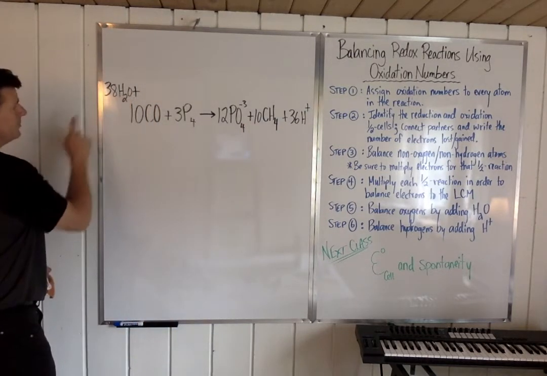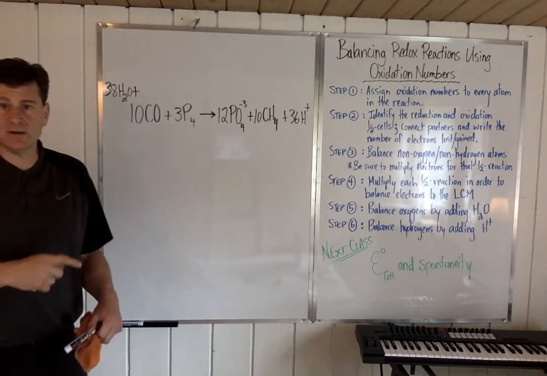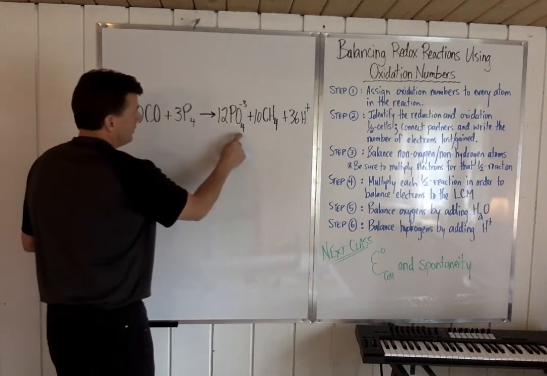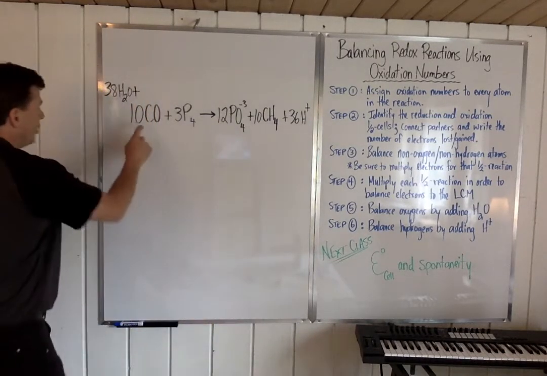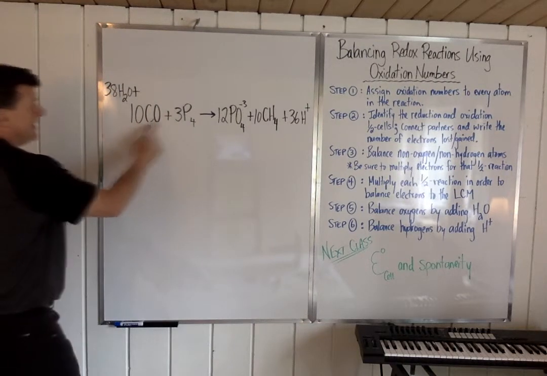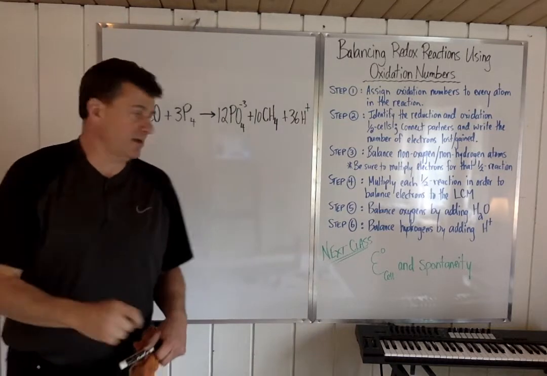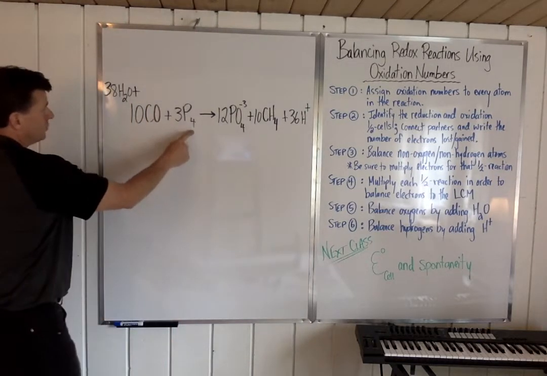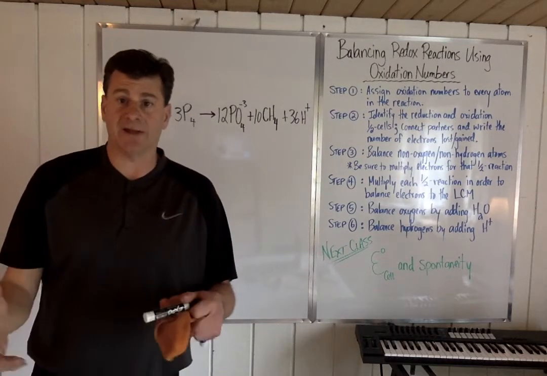38 times 1, 38. 10 times 1 is 10. 48 oxygens on the left-hand side. 12 times 4, 48 oxygens. Tick. Carbons, 10 times 1 is 10. 10 times 1 is 10. Carbons, tick. Phosphorus, 3 times 4 is 12. 12 times 1 is 12. Phosphorus, tick. So all the atoms are conserved.